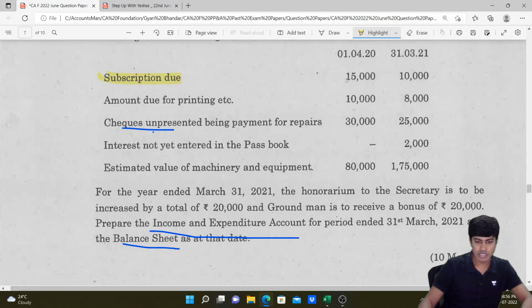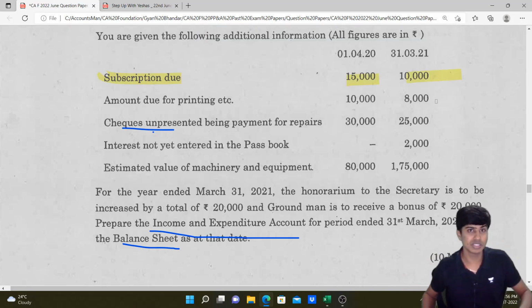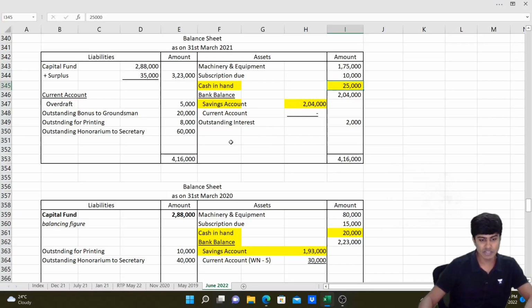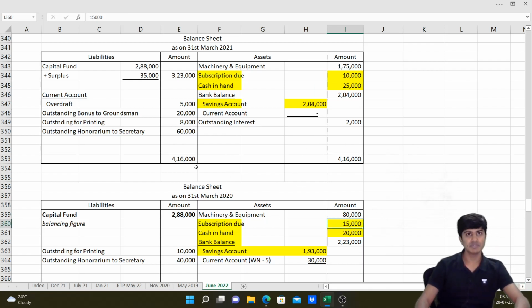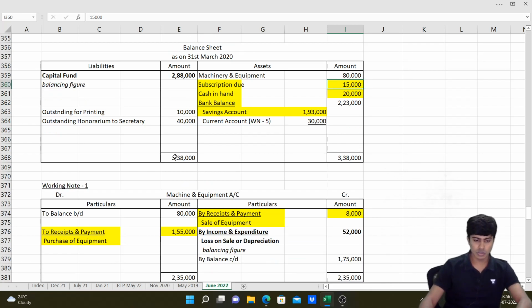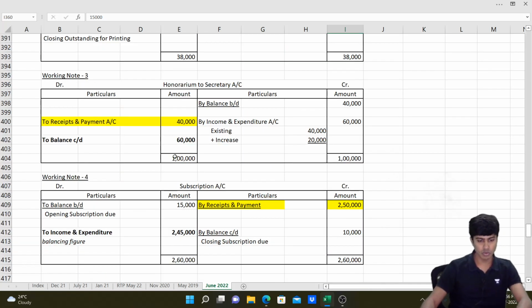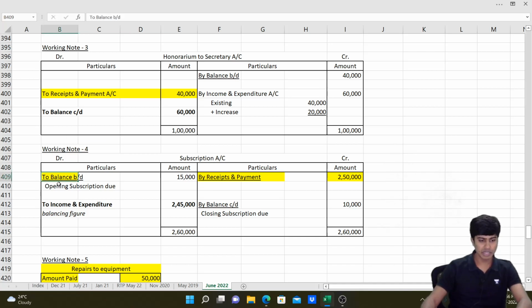Subscription due is 15 and 10. 15 is the opening, 10 is the closing. So this is our asset, receivable. So outstanding subscription due, opening, closing, 15, 10. It also goes into our subscription account. If I go to my subscription account, on the debit side, opening subscription 15,000, closing subscription 10,000.